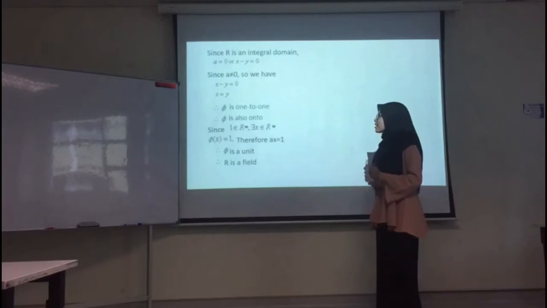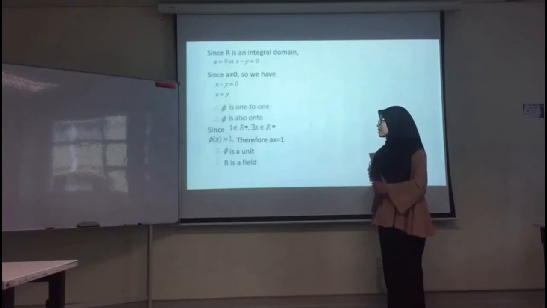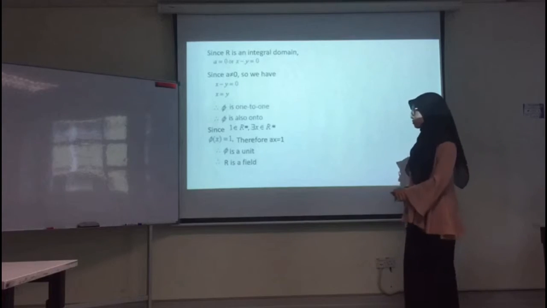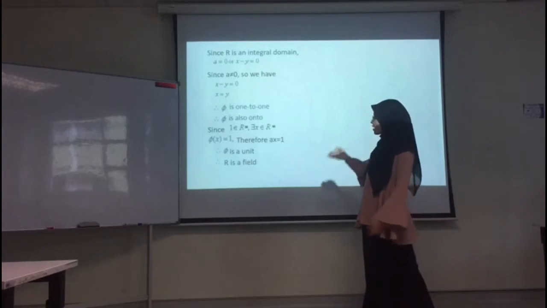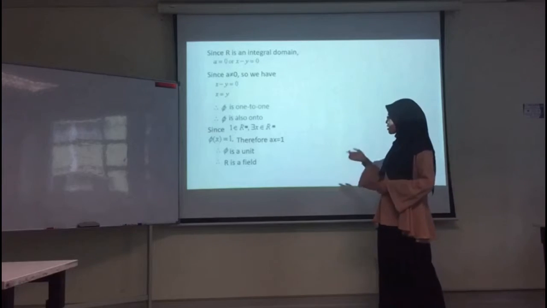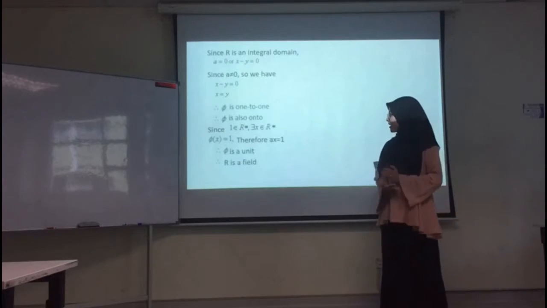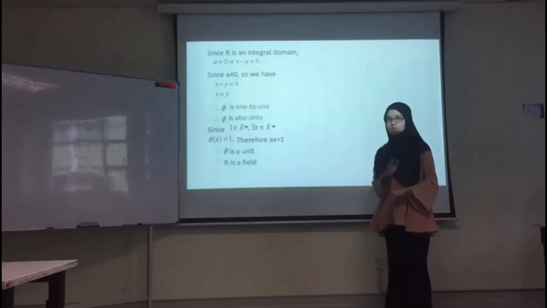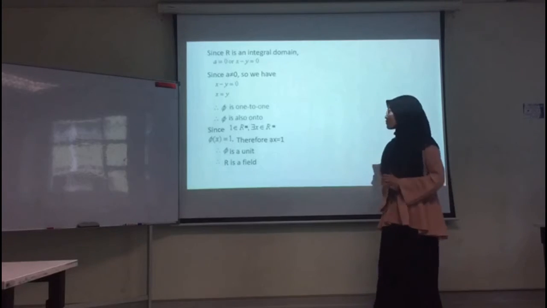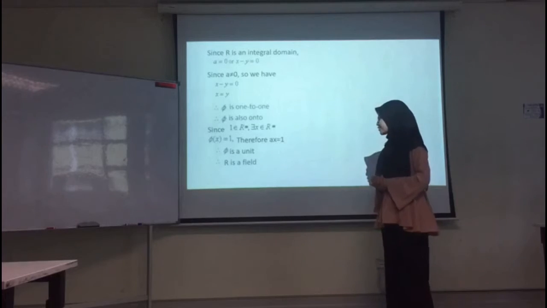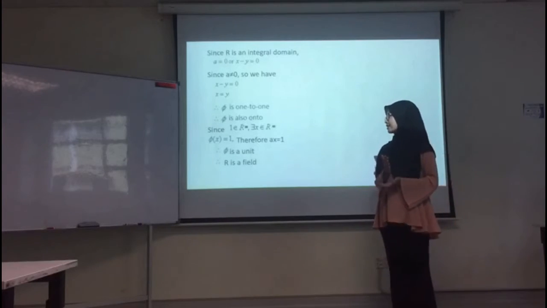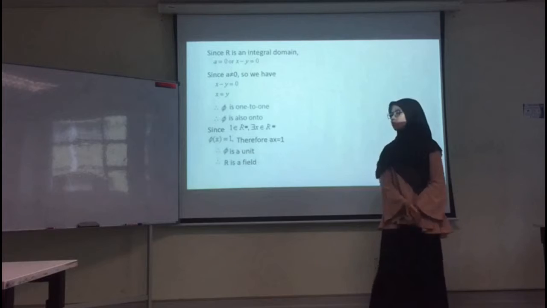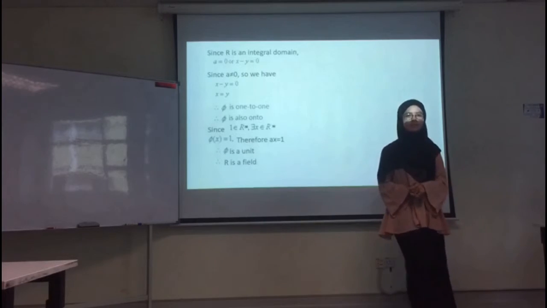Therefore, we can conclude that phi is 1 to 1 and also onto. Since 1 is in R star, there exists x in R star such that phi x is equal to 1, therefore AX is equal to 1. Hence, A is a unit, so we can conclude that R is a field.